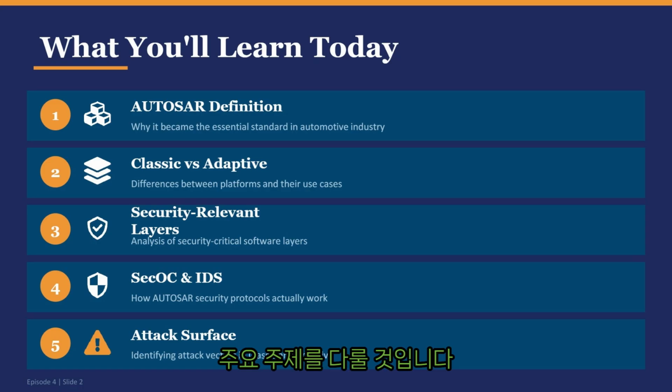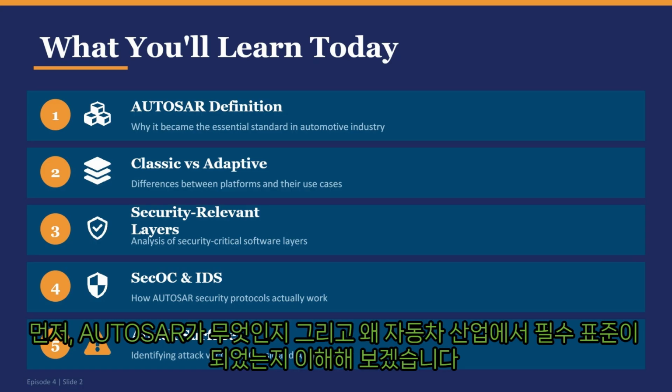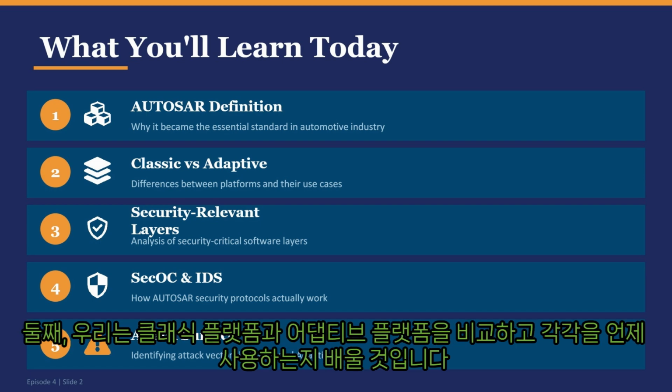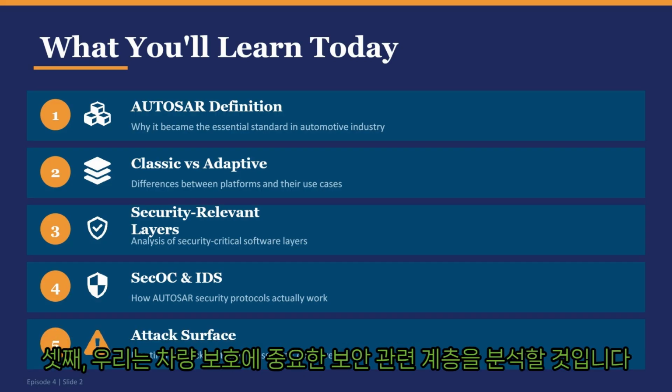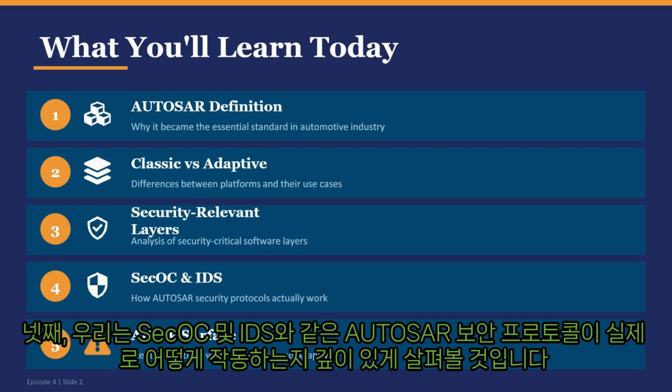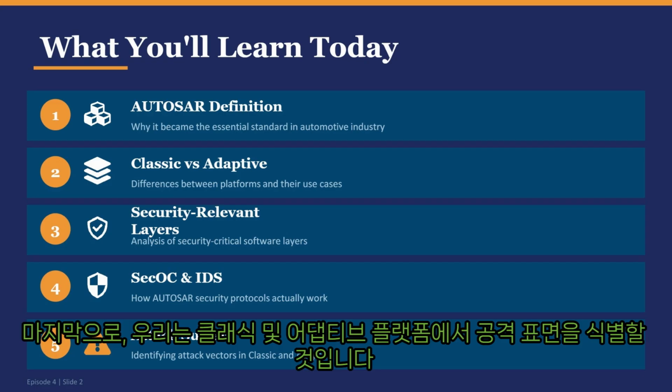Today, we'll cover 5 major topics. First, we'll understand what AUTOSAR is and why it became the essential standard in the automotive industry. Second, we'll compare classic and adaptive platforms and learn when to use each one. Third, we'll analyze the security-relevant layers that are critical for protecting vehicles. Fourth, we'll dive into how AUTOSAR security protocols like SecOC and IDS actually work. And finally, we'll identify the attack surfaces in both classic and adaptive platforms.